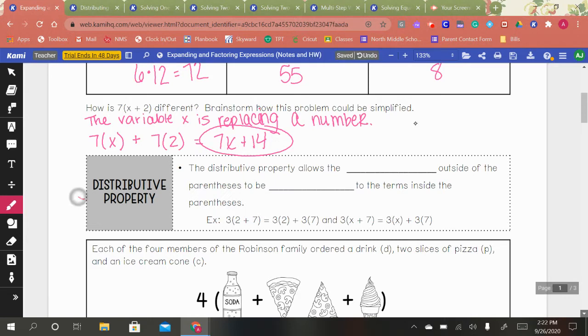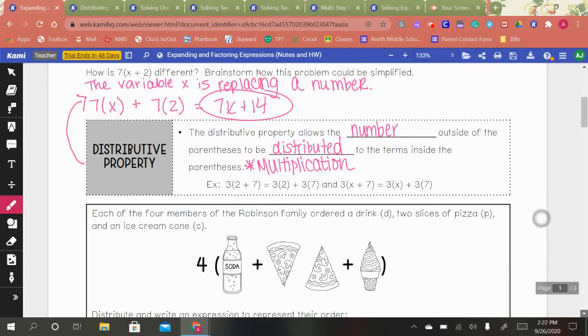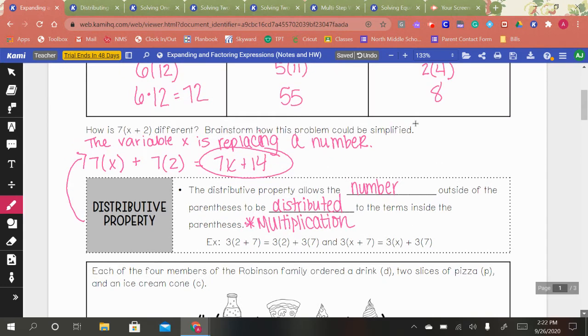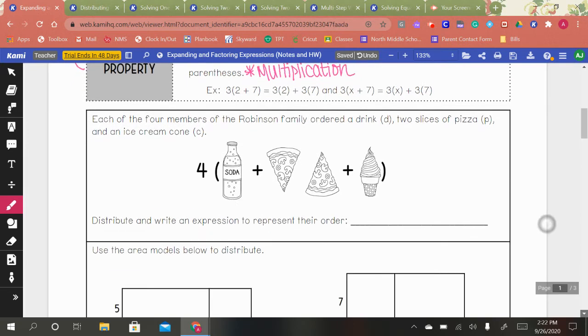And this is called the distributive property. The distributive property allows the number on the outside of the parentheses to be distributed to the terms on the inside of the parentheses. And we do that via multiplication. This will help you simplify for those terms that you cannot combine together, because on this problem, 7 parentheses x plus 2, you cannot combine x plus 2 because they are unlike terms, but you can multiply them.